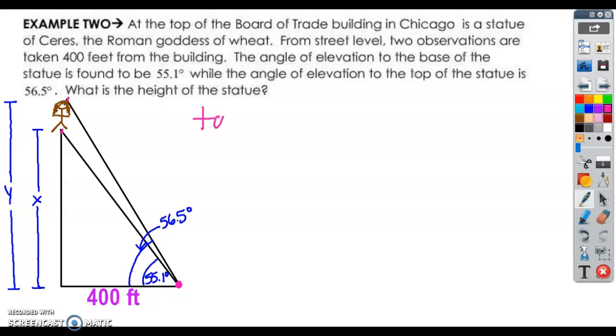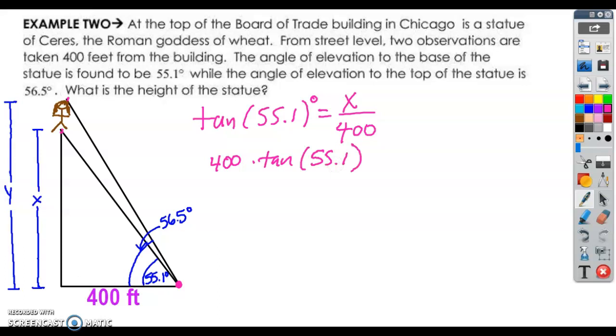So the tangent of 55.1 degrees equals opposite over adjacent. So that's going to be 400 times the tangent of 55.1 degrees. And I'll put a little degrees on there. And that equals x, and that is approximately 573.39 feet.